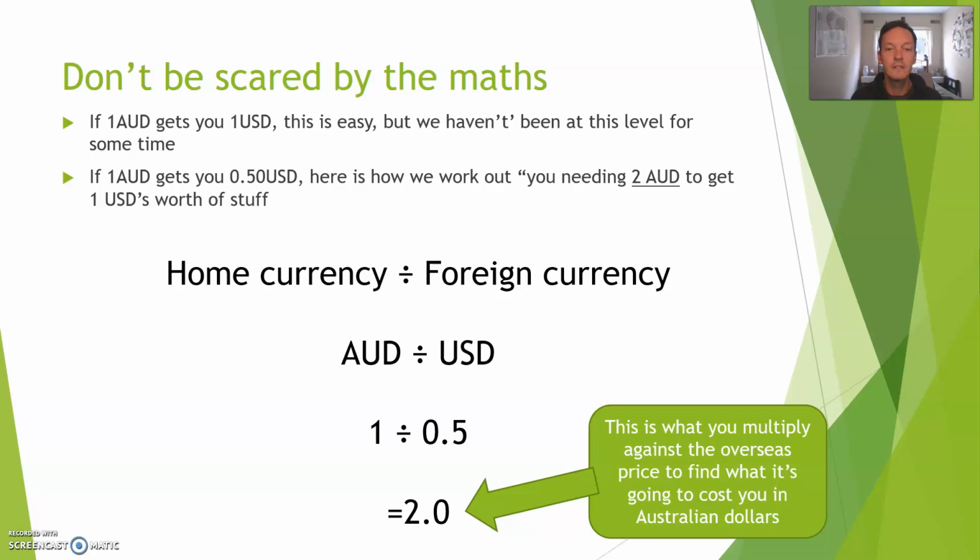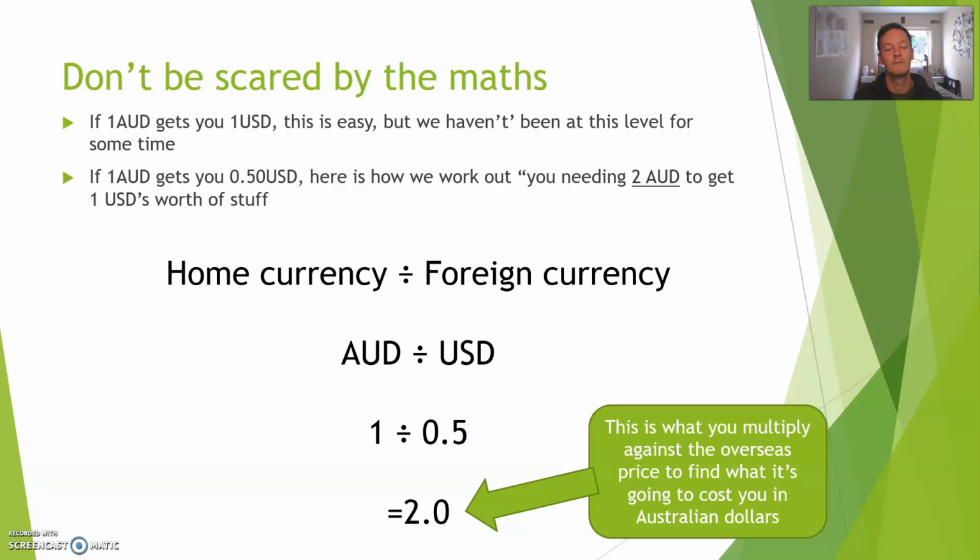So here we've got the home currency divided by the foreign currency. Now, how many Australian dollars did we take into the foreign exchange? Well, it was 1, wasn't it? So you put 1 on the left-hand side, and then you divide by 50 cents, which is what the American one was. So Australian divided by USD. Then it's that answer which you multiply against the overseas currency. In this case, it was 100 US dollars, wasn't it? So 2 times the US currency gives you your 200 answer.